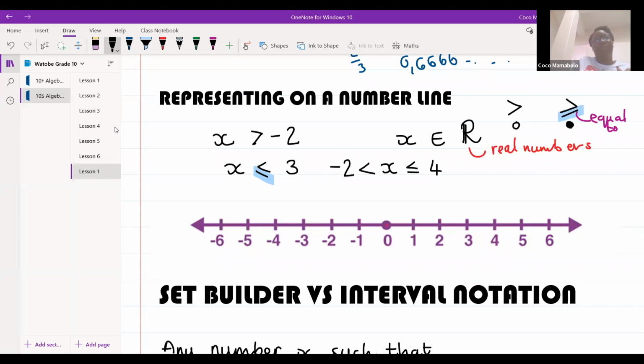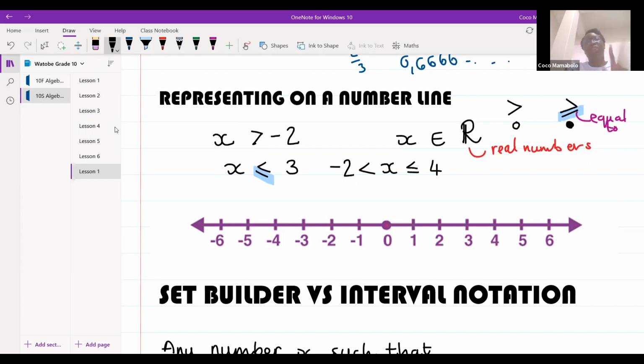Hi, Apiwe. Hello, ma'am. So you said -2 is less than x. Is that supposed to be a greater than sign, or is that supposed to be a greater than sign? That means that x is greater than -2. Okay, so x needs to be a number bigger than -2, but it also needs to be a number smaller than or equal to 4.